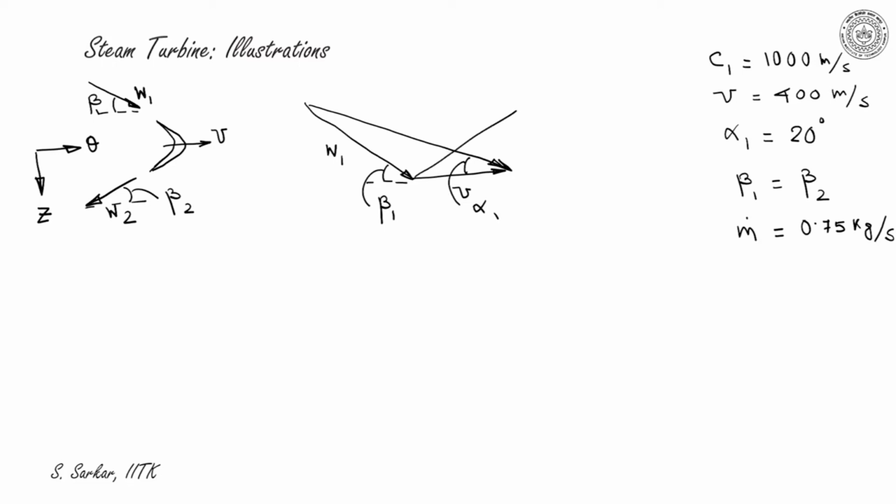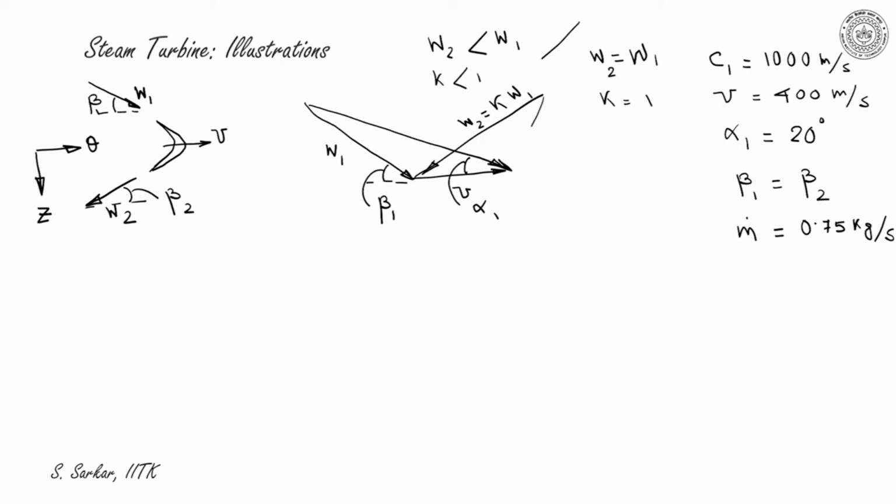So suppose this is W2, and W2 here will be K into W1. In reality when there will be friction, W2 is less than W1. But without friction, when you neglect friction, then W2 is equal to W1. In this case, K is equal to 1. In this case, K is less than 1.